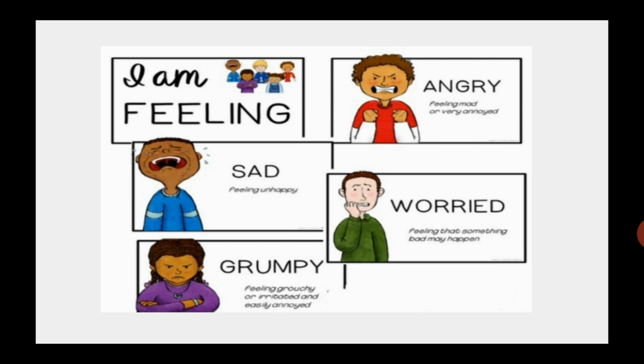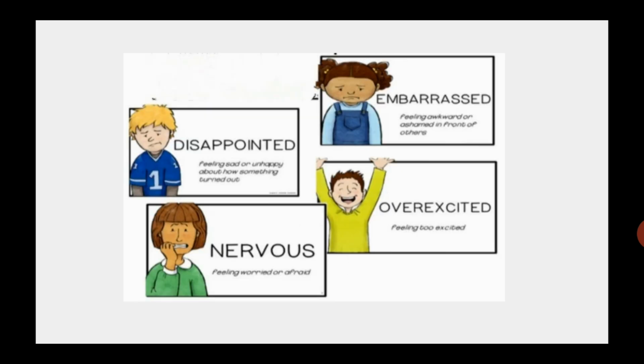Next, worried. That boy is worried because of something. So by seeing all these pictures, we can notice feelings belong to bodily reactions, which come from conscious experiences. We will have some more pictures. So here the first boy is very sad, upset and not doing anything. So by this we can notice he is feeling disappointed or unhappy.